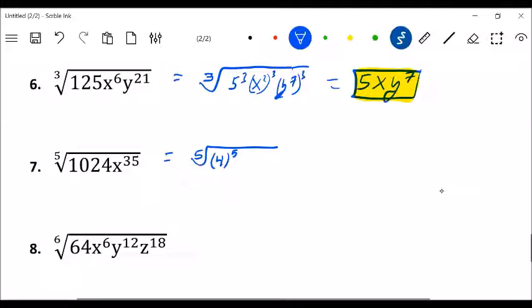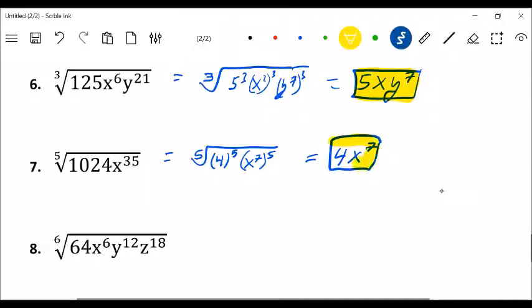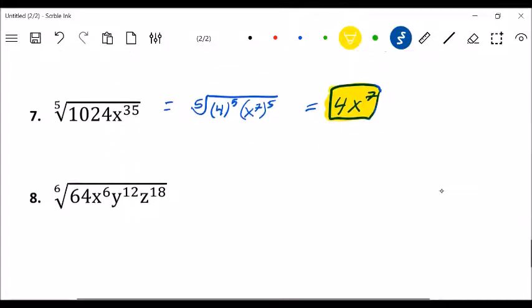And then we need x something to the 5th power. So we think 35 divided by 5, and we get a 7, because 7 times 5 is 35. So our answer for this one is 4x to the 7th. Seems like a simple number after such big numbers, but that is part of what the 5th root, being so much larger, or to the 5th power, will do here. Now we have one with a 6th, and we have a whole bunch of them.